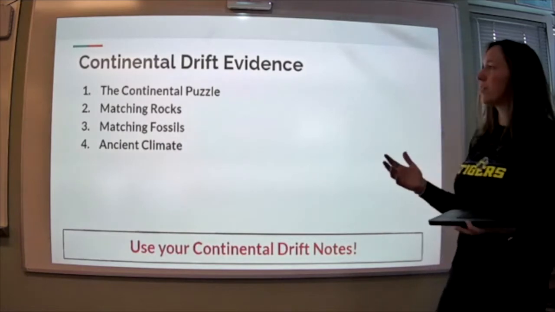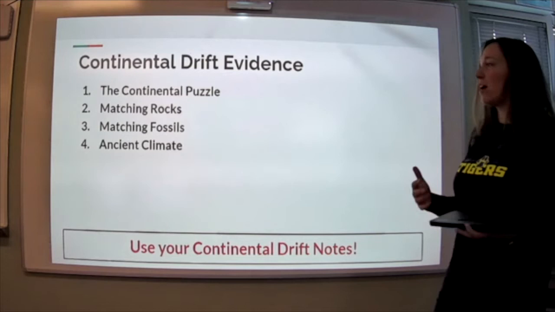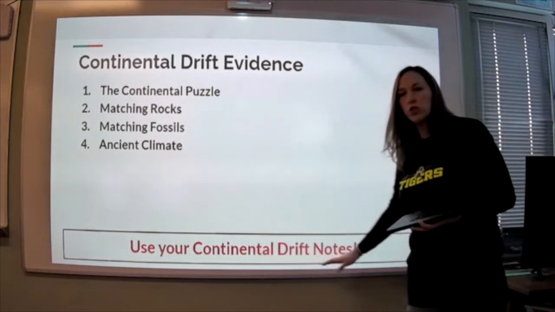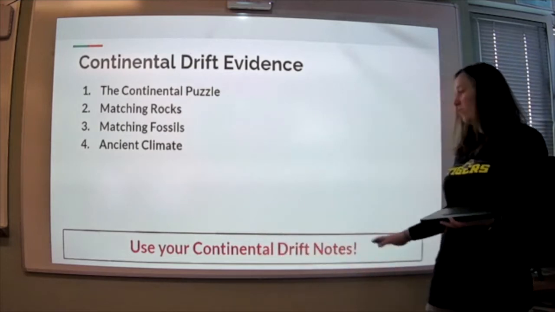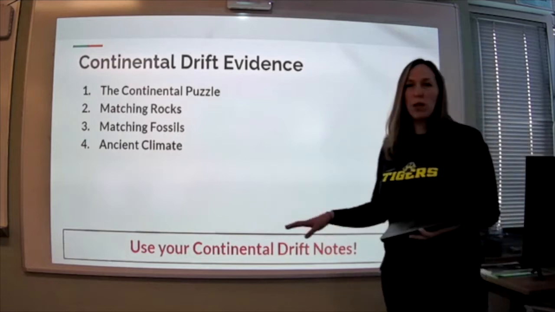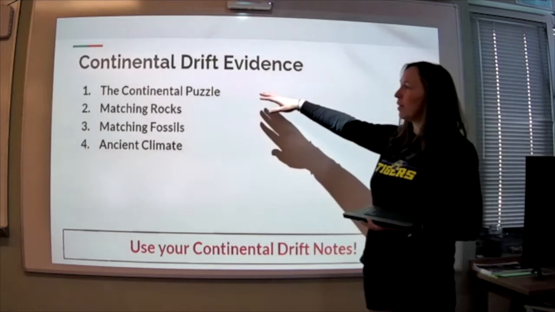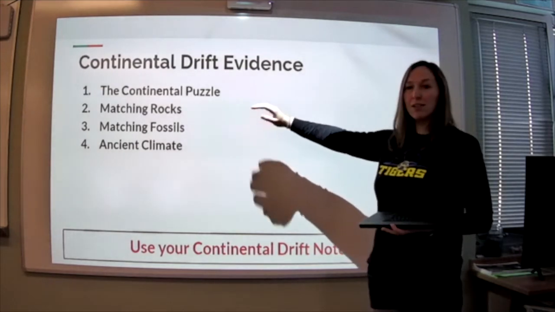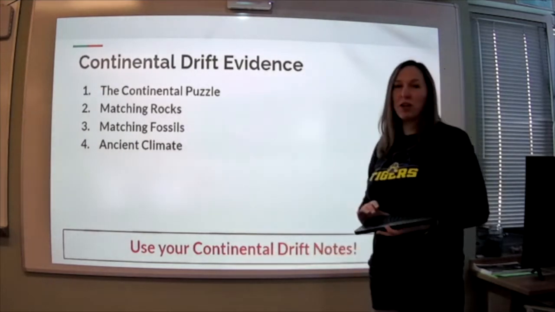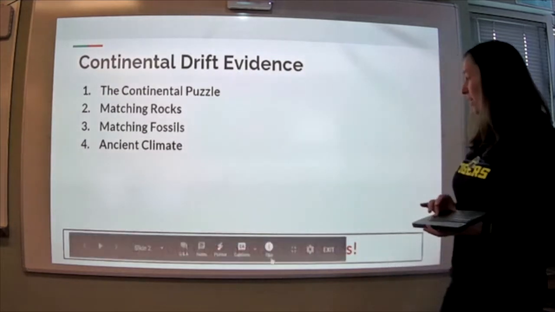One of the questions on the study guide is asking about continental drift evidence. We did a whole note sheet on this. It's called Continental Drift Notes. Look in your Google Drive. You should be able to find it no problem. The 4 main pieces are the continental puzzle, matching rocks, matching fossils, and ancient climates.